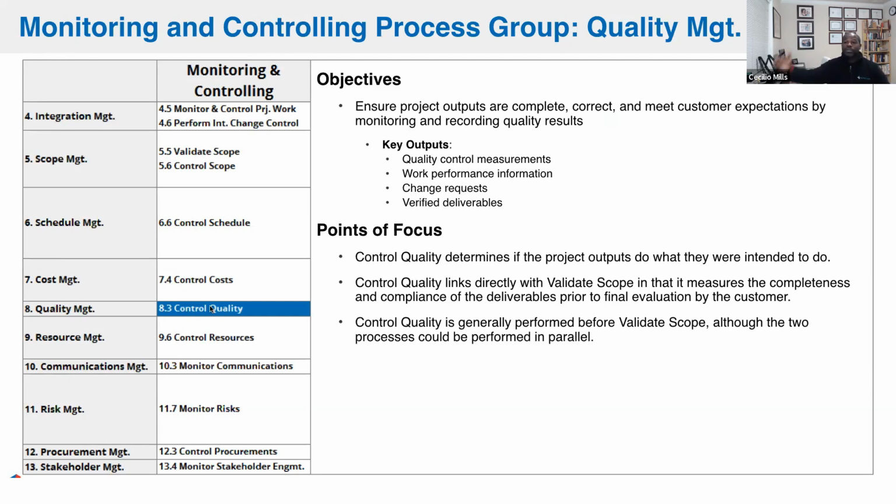Are we using the right tools? Are we providing the right metrics? Are we following the right processes together? And then quality control is deliverable focused. Does it meet its requirements when we tested and inspected, regardless of if somebody took shortcuts or not? We're just looking at the deliverable itself here. So that's the focus. And we link this directly with validate scope, if you remember, because validate scope is where we get acceptance, customers validate, we verify in control quality.